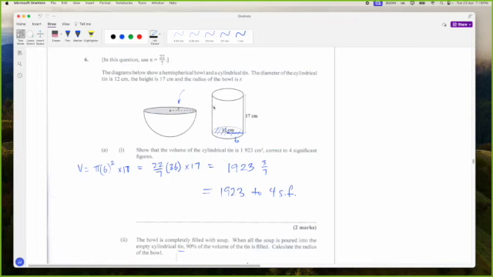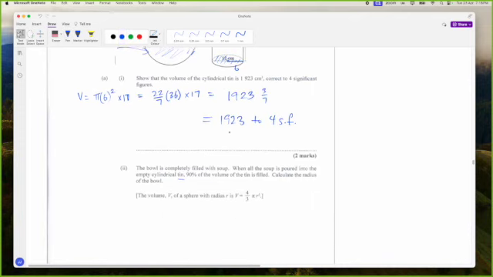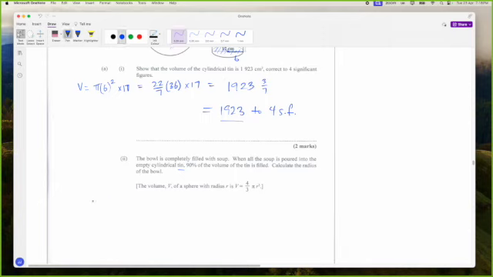Interesting. So they say here that the entire bowl is filled with soup, and when you pour the soup into the tin, it fills about 90% of the tin. So the volume of the soup, that is the bowl, is 90% of the volume of the tin. 90% of this is 1730.7 centimeters cubed. So this is the volume of the bowl.